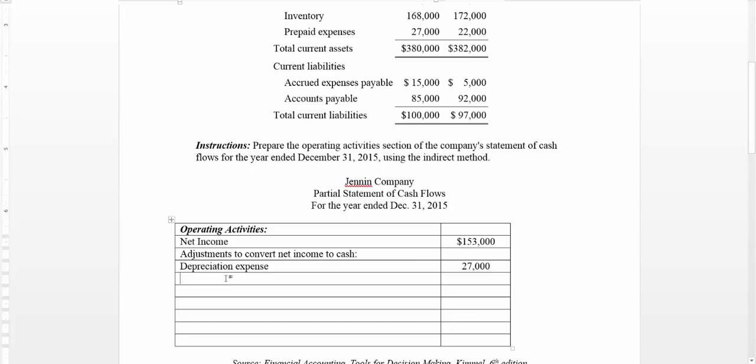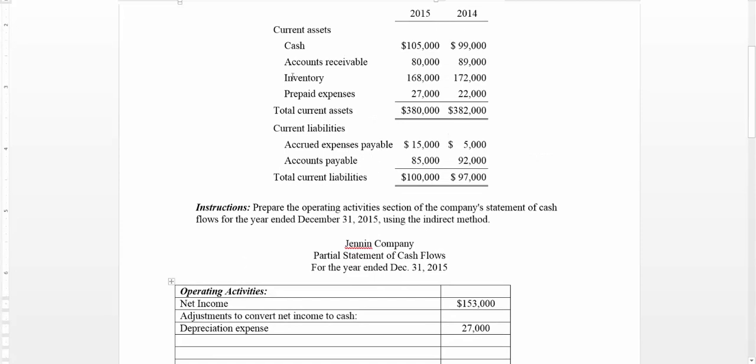Okay, next thing we're going to do is we're going to look at all of our current assets and current liabilities. Now recall, with current assets, you do the opposite of the change. So if the current asset went down, we're going to add the difference. If the current asset went up, we're going to subtract the difference. So let's see how that works.